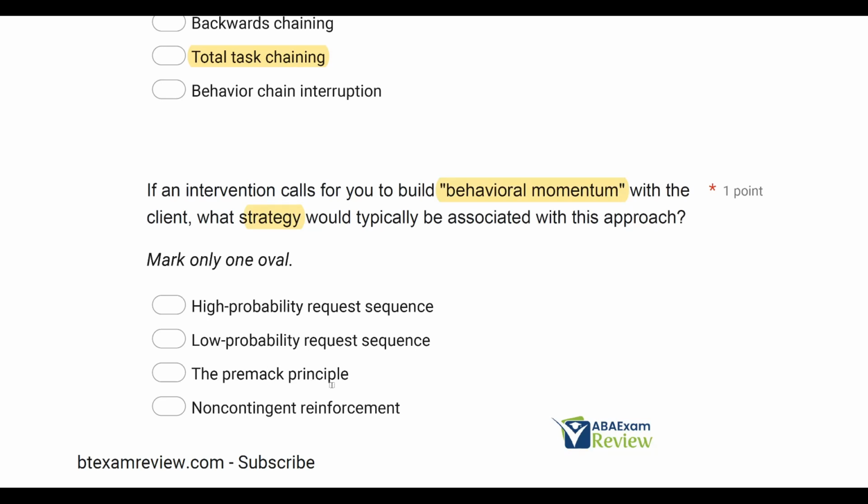The Premack principle has to do with using the opportunity to engage in a preferred response as reinforcement. So it's not necessarily the opposite of a high P request sequence, but it's pretty close, because with the Premack principle they have to do the low probability response first, but this is not the Premack principle. And then non-contingent reinforcement. Non-contingent reinforcement doesn't build behavioral momentum because it is not contingent on any responses at all. So if we're trying to build momentum, the strategy we're going to use is this high probability request sequence.